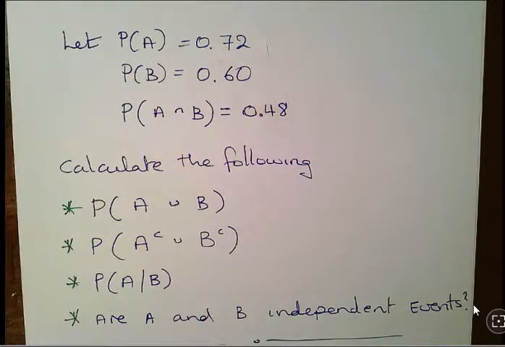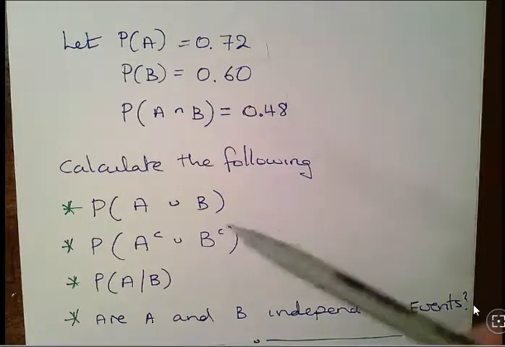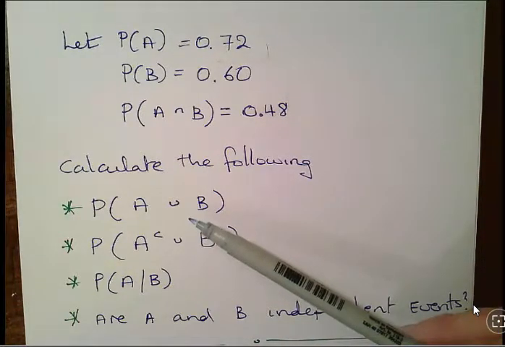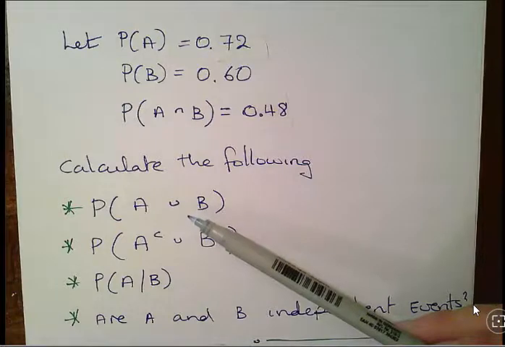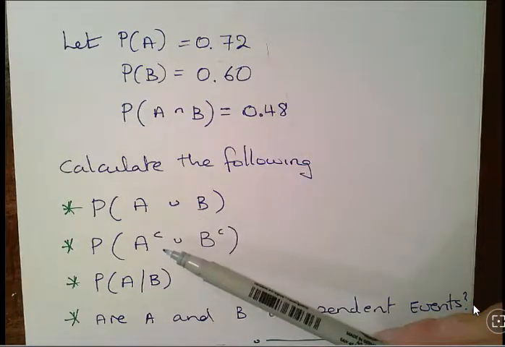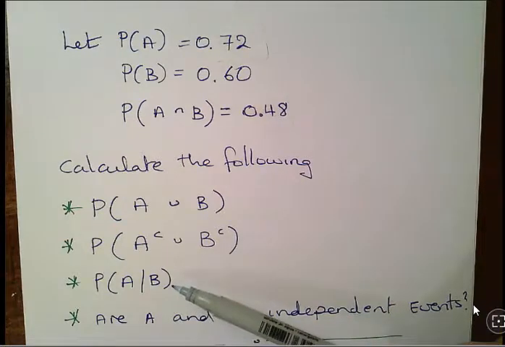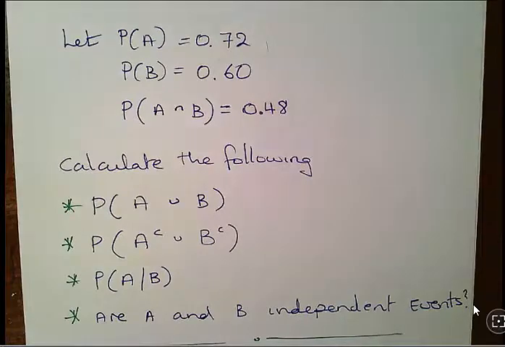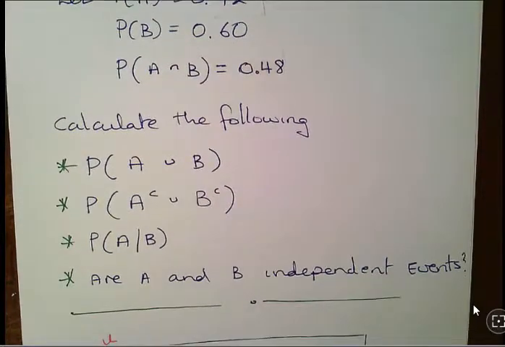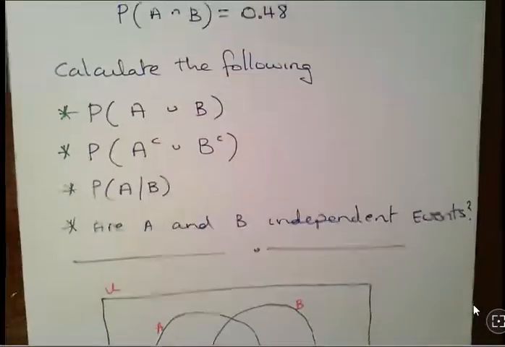Okay, so what we have to do is calculate the following. The probability of A union B, which is A or B. That's the union symbol. Then the complement of A union the complement of B, then A given B, the conditional probability of A given B. And then of course, are A and B independent events? We'll have a look at that shortly.